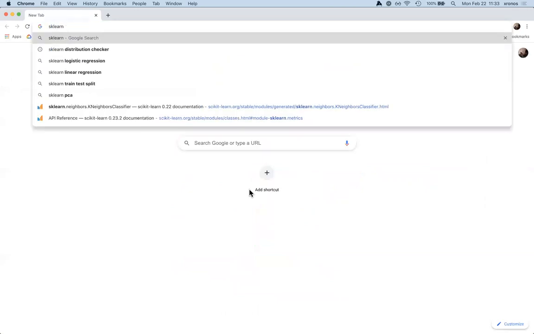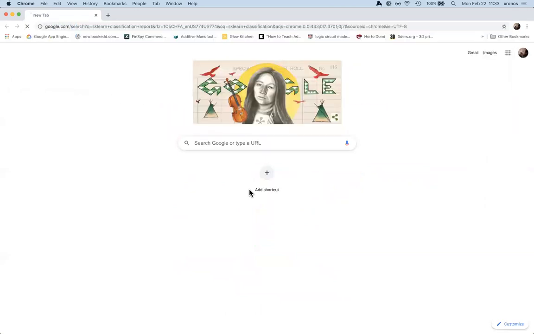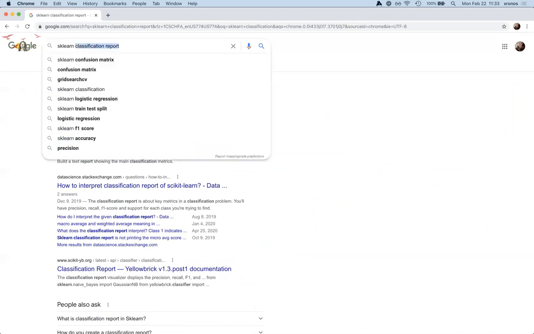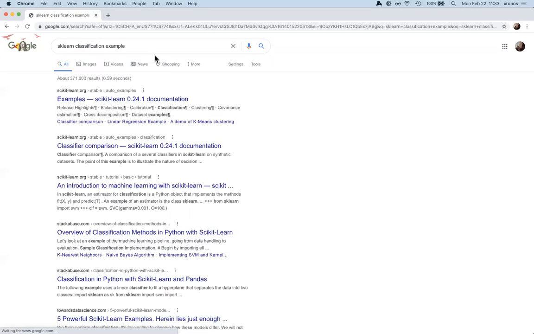Let's see if I can't find sklearn classification. Let's find something that's a little bit more sklearn classification example. Classifier comparison.